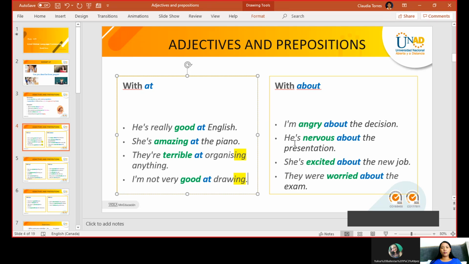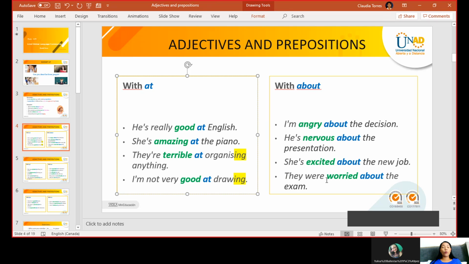Okay, and then we have the next one. He's nervous about the presentation. So remember, angry about, nervous about. She's excited. Excited is when you are very happy about something that will happen or is happening, right? So she's excited about the new job. So excited about, always together, excited about.